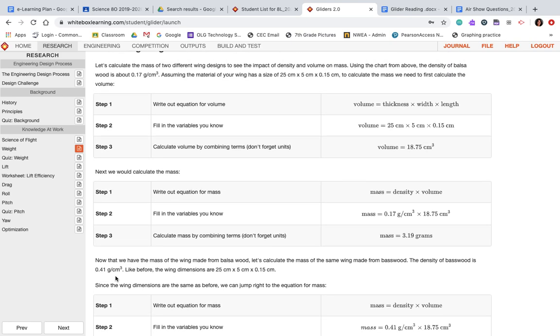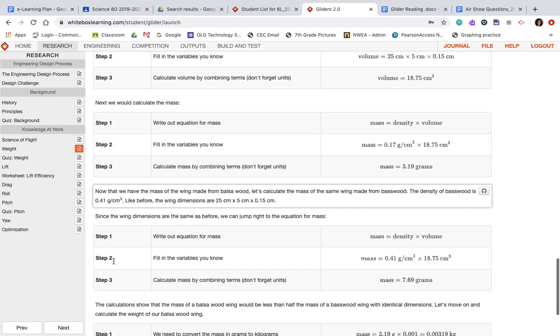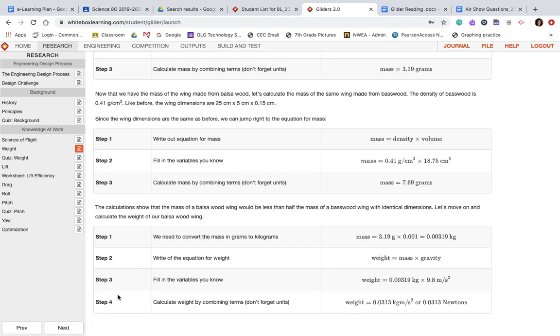Okay. So for example, if you're trying to calculate the mass, you can't just start at step 1 because you need to calculate the volume first. So you need to actually start here, work your way all the way down, and then make sure you're converting the mass in grams to kilograms. Okay, that's a big one.